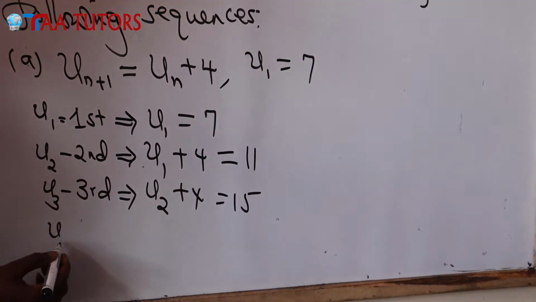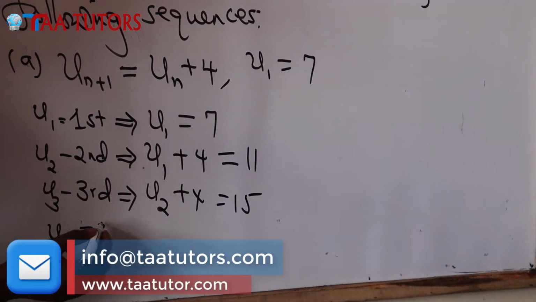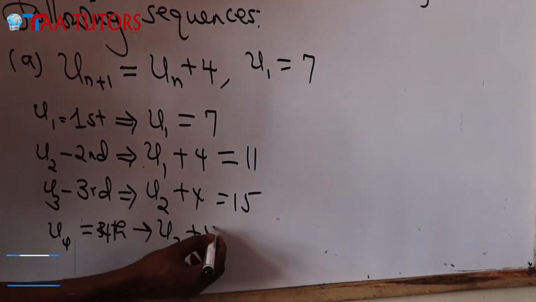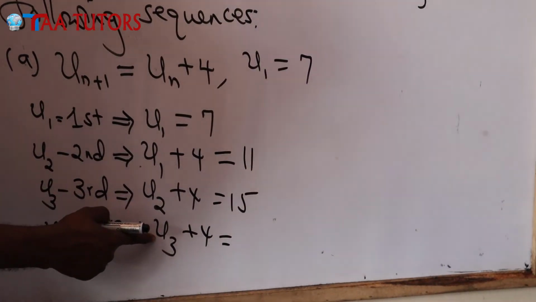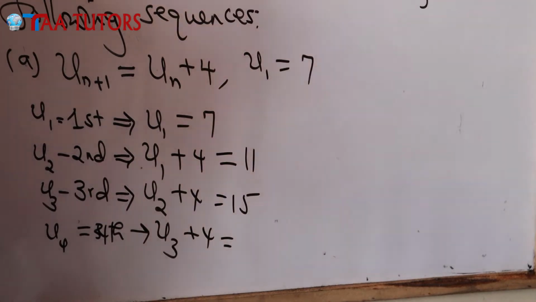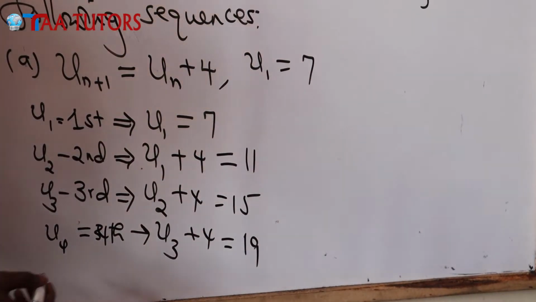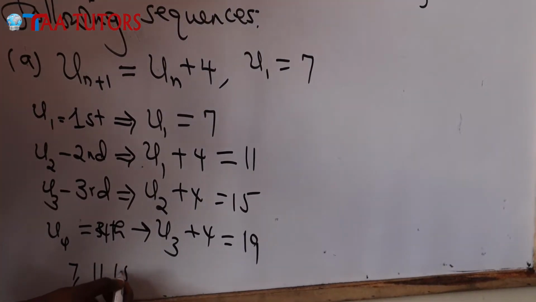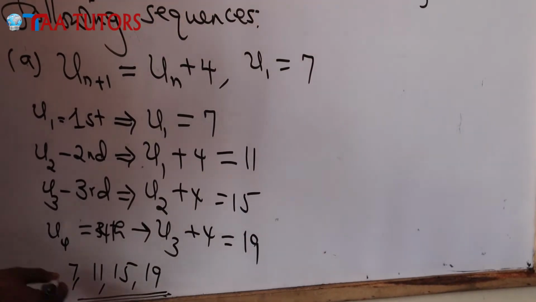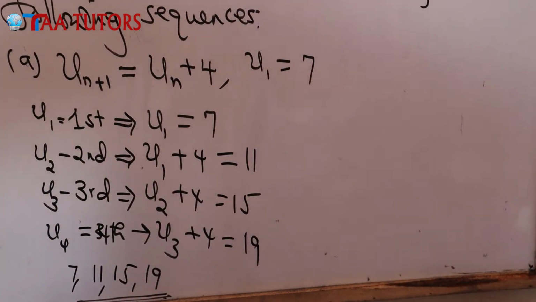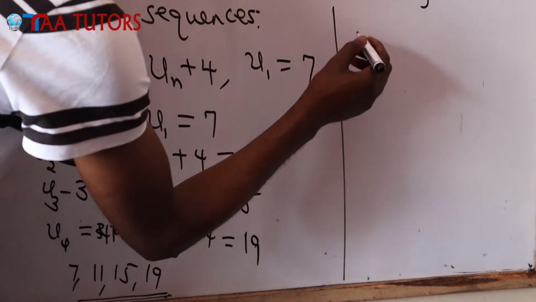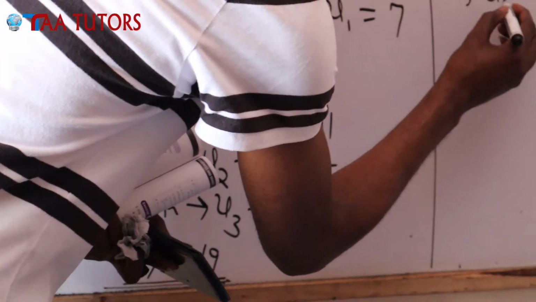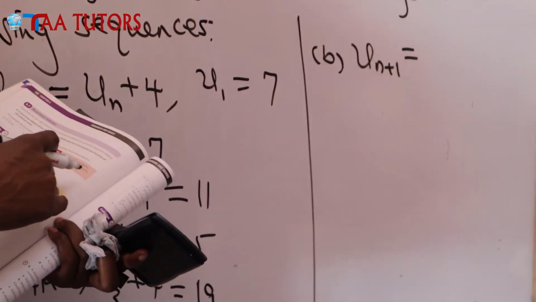And then we go to the fourth term. That will be u3, that's the third term, plus 4. The third term is 15. 15 plus 4 is 19. So actually the terms that we are required to give here are 7, 11, 15, 19. These are the first 4 terms of this particular sequence. What about B?